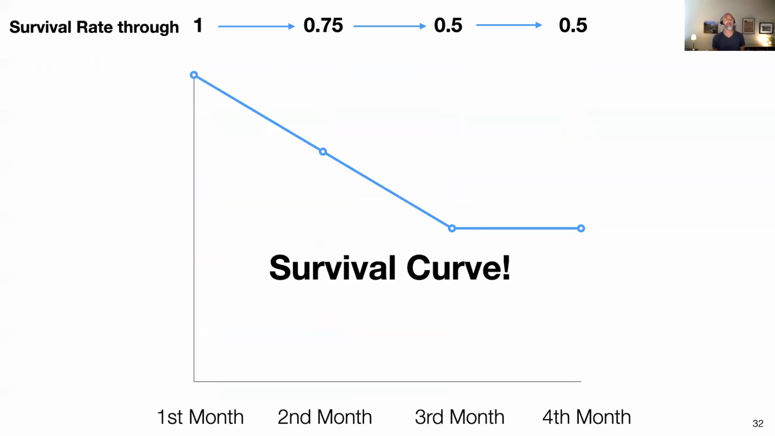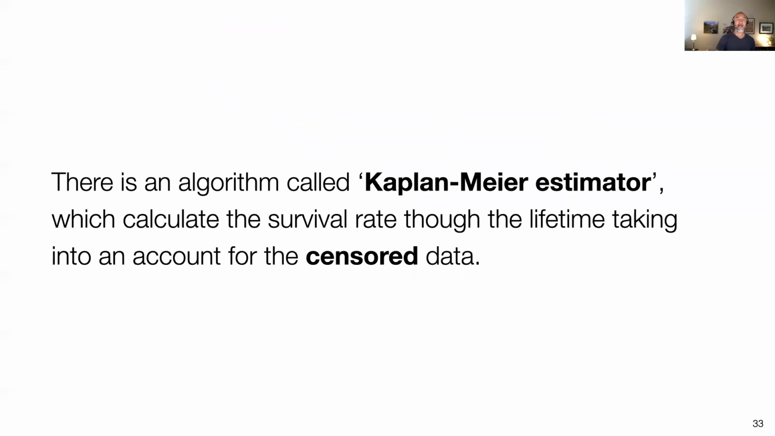Once we get the survival rates, 1, 0.75, 0.5, 0.5, we just connect the dots, and then we get the survival curve. Okay, so that's a survival curve. And then there is an algorithm called Kaplan-Meier. You might have heard about it. You tend to hear this more in epidemiology. I mean, speaking of coronavirus, the whole epidemiology world uses this type of analysis method and this Kaplan-Meier estimator to calculate the survival curves or survival rates through the lifetime, taking into account the censor data.